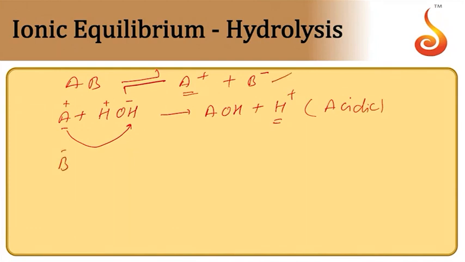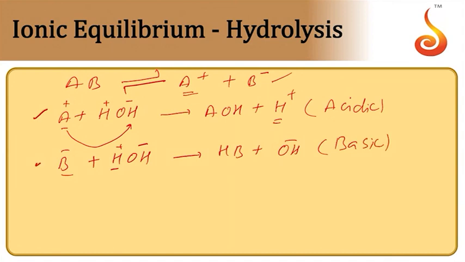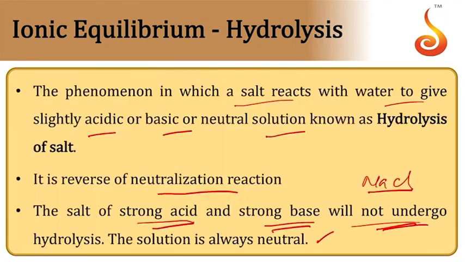Suppose B minus is a strong conjugate ion. B minus plus water, H plus and OH minus, react to form HB and release OH minus, and thereby it is going to be basic in nature. Suppose both of them react with water, you get H plus as well as OH minus. These two combine to form a water molecule, and then such a solution is going to be neutral.